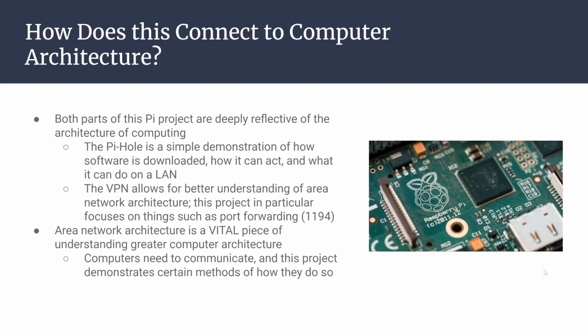So going forward from the Pi-hole, the VPN allows for a better understanding of area network architecture. This project in particular focuses on things such as port forwarding and altering IPv4 addresses, especially DNS server addresses, to alter network behavior on a LAN. Area network architecture is a vital piece of understanding greater computer architecture, in my opinion. Computers need to communicate, right? And that's exactly what this project shows, especially in contrast to the other ones.